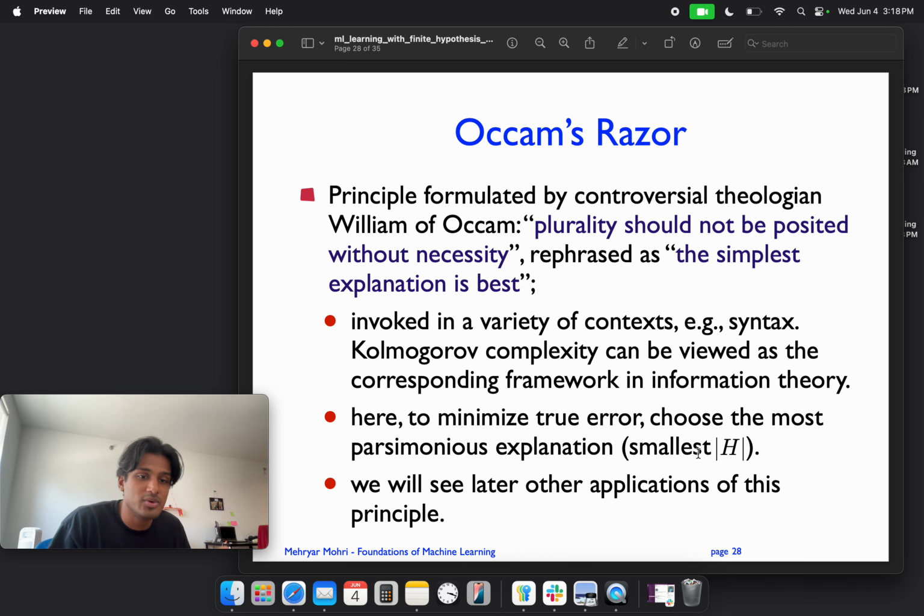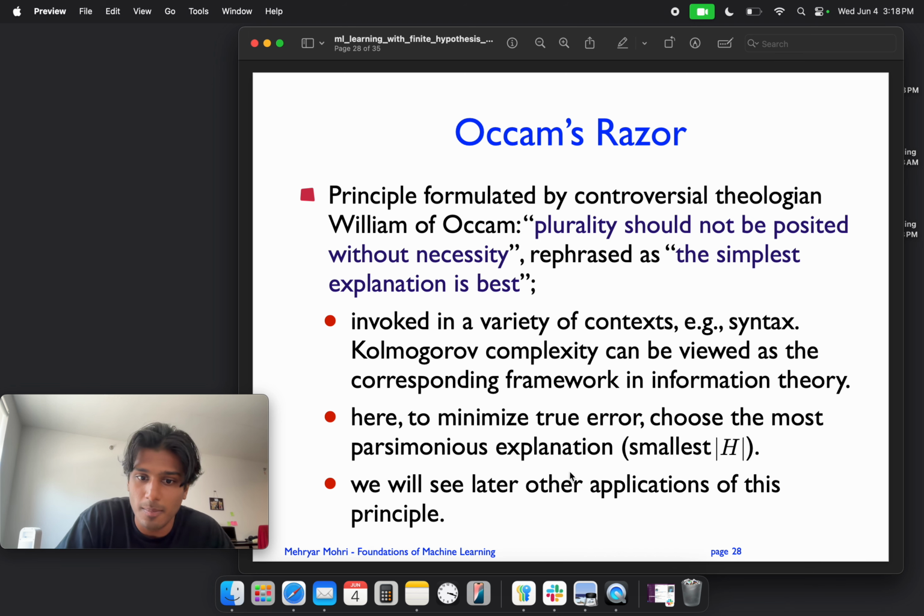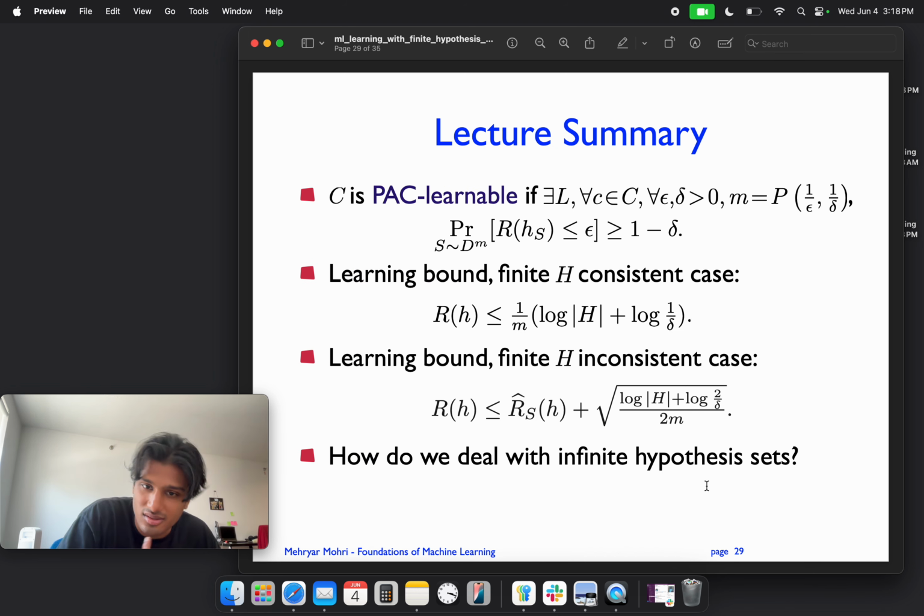So what you really need to do is find a trade-off. You can start making h more and more complex. That decreases the empirical error, but it also increases this quantity, that is, with high probability, how far the risk can be from the empirical risk, because if you start increasing h, this number becomes higher and higher. We will see later applications.